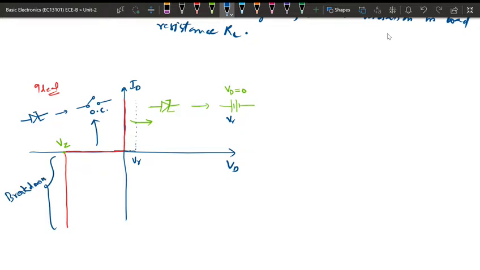So in this breakdown region, whenever we apply a diode voltage greater than the VZ value, this diode will go into the breakdown region. Once it enters the breakdown region, it will be represented by a constant voltage source equivalent to the VZ value, that is the breakdown voltage. Beyond that, it will be replaced by a constant voltage source.